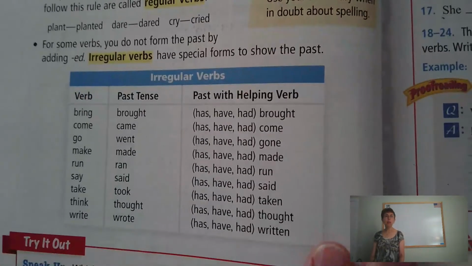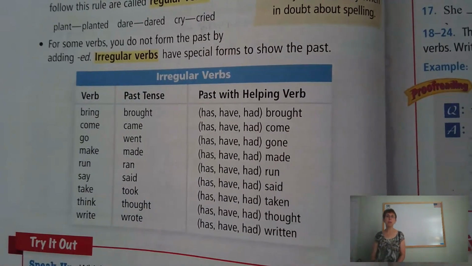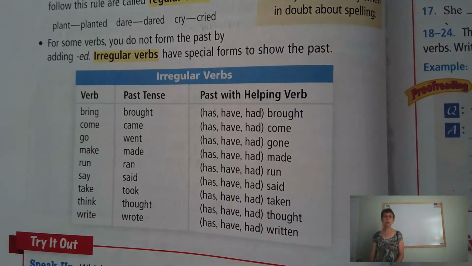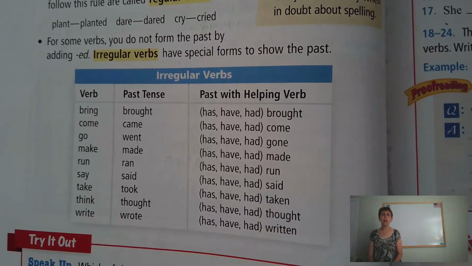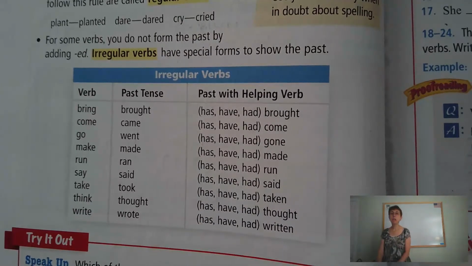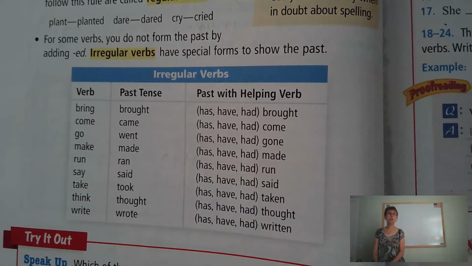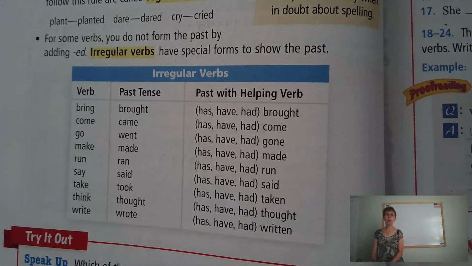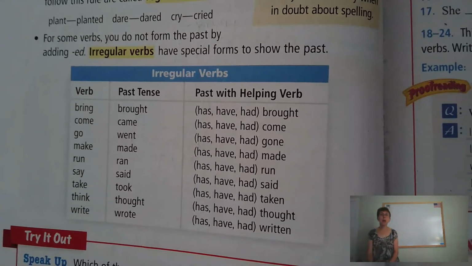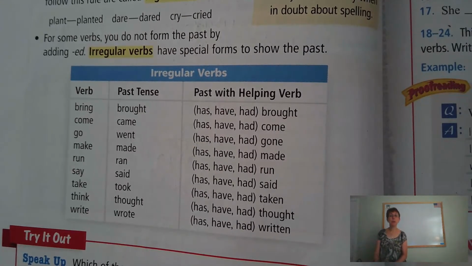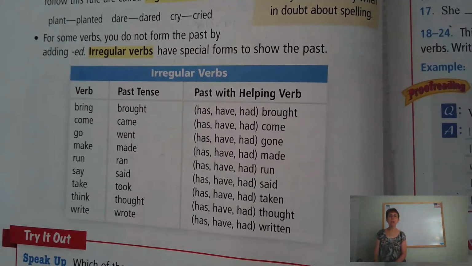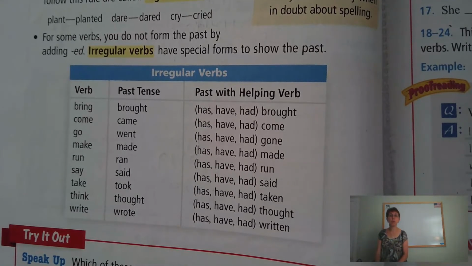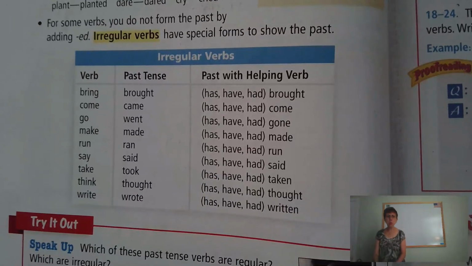Now, it continues with, for some verbs, you do not form the past by adding ed. Irregular verbs have special forms to show the past. You know that anything that is irregular means it's not regular, so it doesn't follow the usual pattern of adding ed. These are verbs that have special forms. And if you remember the first time that we did this, you just simply need to learn what those past tense forms are. So let's take a look.